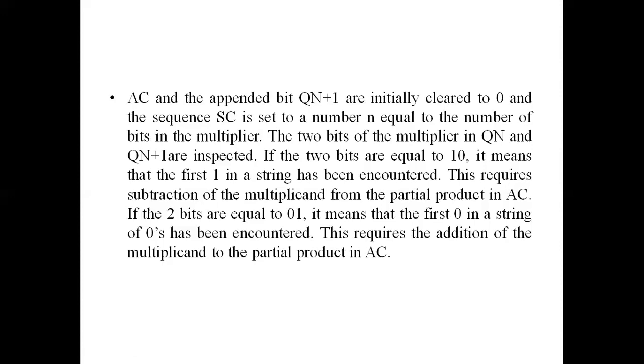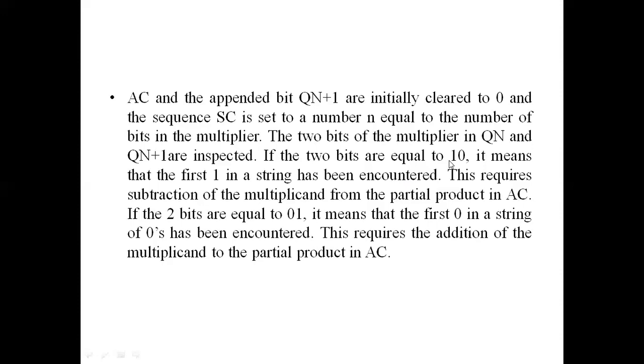Next, the very important judgment: the 2 bits of the multiplier, Qn and Qn+1, are inspected first. What is Qn+1? Qn+1 is initially set to 0. And Qn means the multiplier, the least significant bit of the multiplier, is set to Qn. If the 2 bits are equal to 1 0, that means Qn is 1 and Qn+1 is 0, it means the first 1 in a string has been encountered. This requires subtraction of the multiplicand from the partial product in the AC.